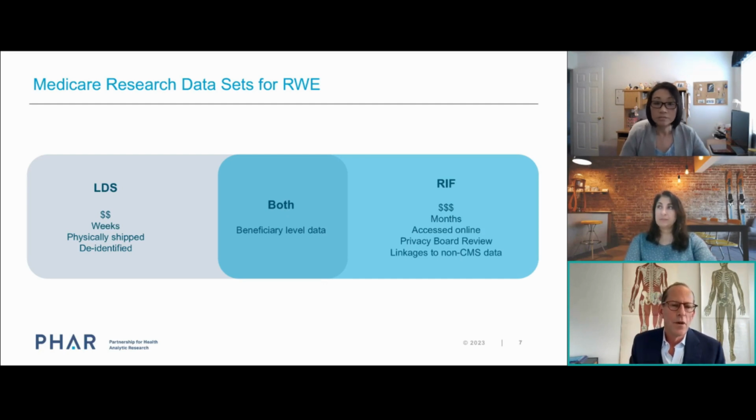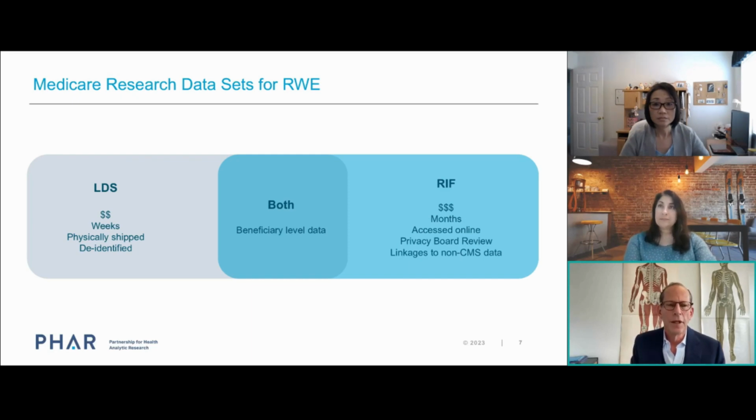The difference, though, is that the research file, as I said, is identifiable, and so it has more access controls on it. It's also a lot more expensive and takes longer to get. Taking longer to get is for a number of reasons, which I'll dig into in a little bit, but partially because you have to go through this privacy board process because it's considered identifiable information.